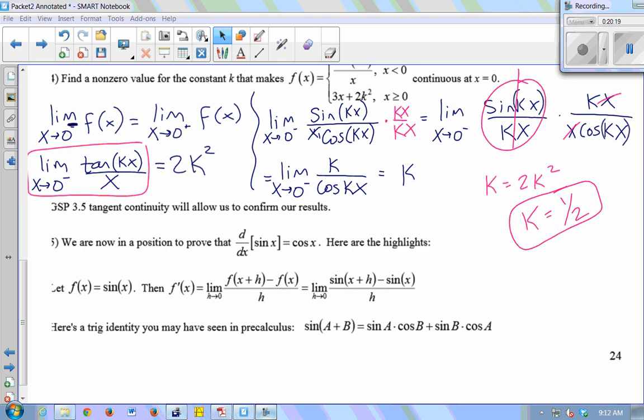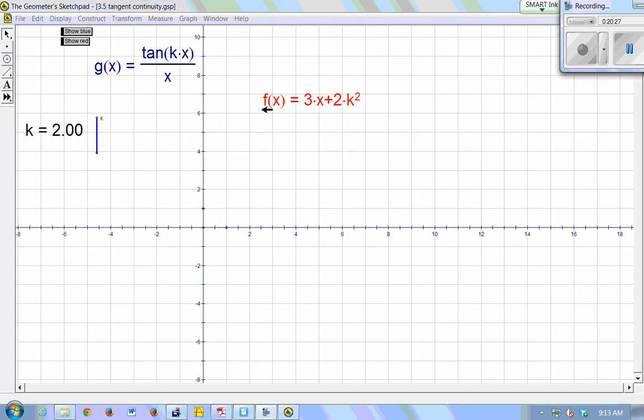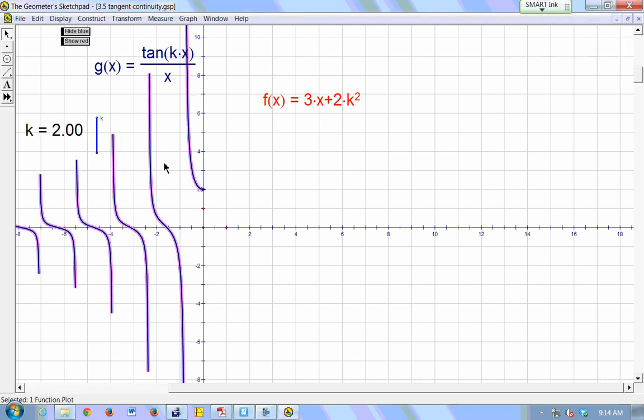So let's take a quick look at this Geometer's Sketchpad file to see that 1/2 really does work to make this continuous. I've got my two functions: tangent kx over x, that's the graph that's going to be graphed to the left of 0, so to the left of the y-axis, and then 3x plus 2k squared, which is what's going to be graphed to the right of the y-axis. So if I graph tangent kx over x, in this case k is 2, right? For right now k is 2. So that's the graph of tangent kx over x, and then I'm going to graph 3x plus 2k squared. That's just a line.